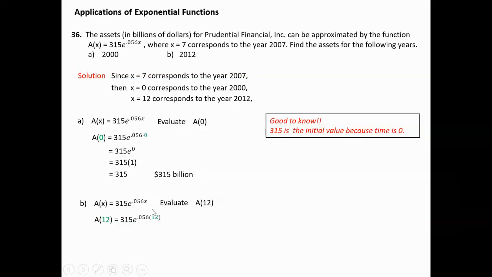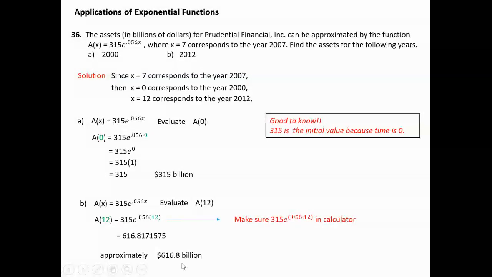We're going to plug in 12 for the x. So then we put it there in the calculator, and it's going to give us 616.8171575. Remember, it was in billions of dollars, so it's going to be something like $616.8 billion. That's the answer. And again, I put here in red.